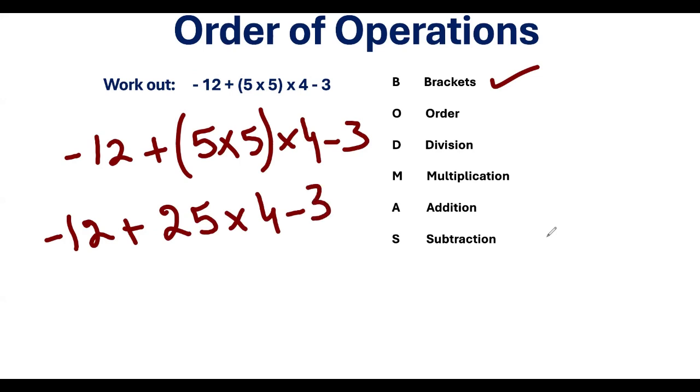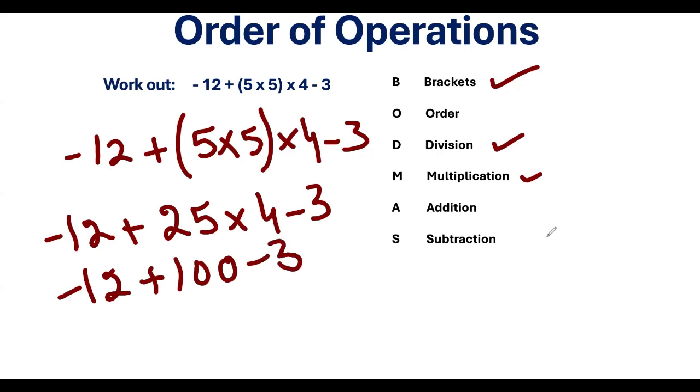Next, you have to check for order. Order is not there. Divide. Is there any divide here? No, we don't have any divide. Then you have to check for multiplication. We can multiply now. 25 multiplied by 4 is 100. Now you have to check for addition or subtraction. But as I told you before, anything can be done first. You can subtract also, or you can add also. So this time, 100 minus 3 will give you 97.